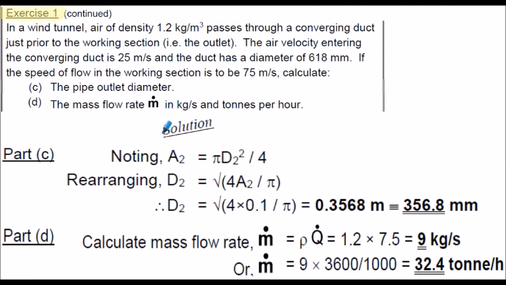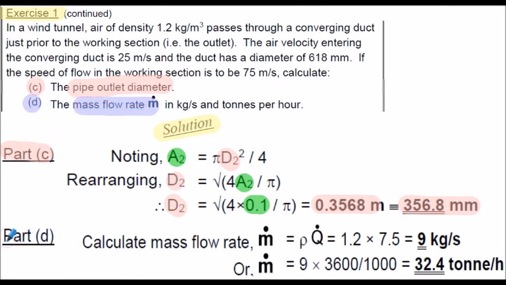Exercise 1, solution continued. Part C, we've got to calculate the outlet diameter. Part C shown here. So we know from the previous slide the area of the outlet. We're simply going to rearrange the formula here for D2. So multiplying both sides by 4, dividing both sides by pi and square rooting both sides. D2 is equal to the square root of 4A2 divided by pi. Inserting the values for the area from the previous slide, we calculate the outlet diameter D2 in both meters and stated in millimeters.